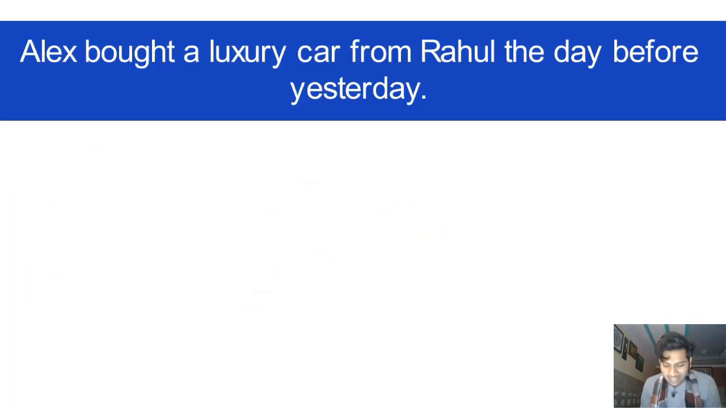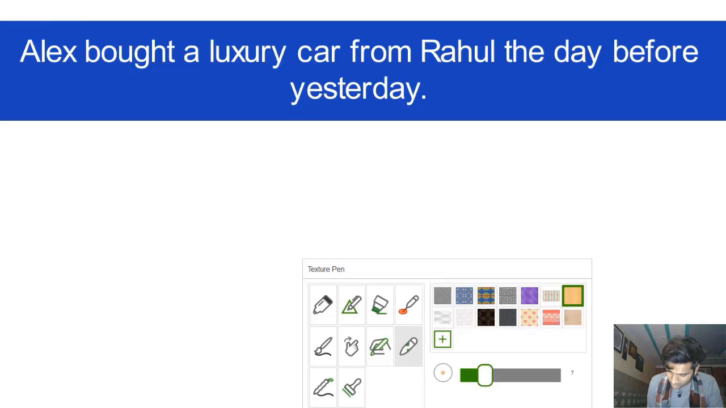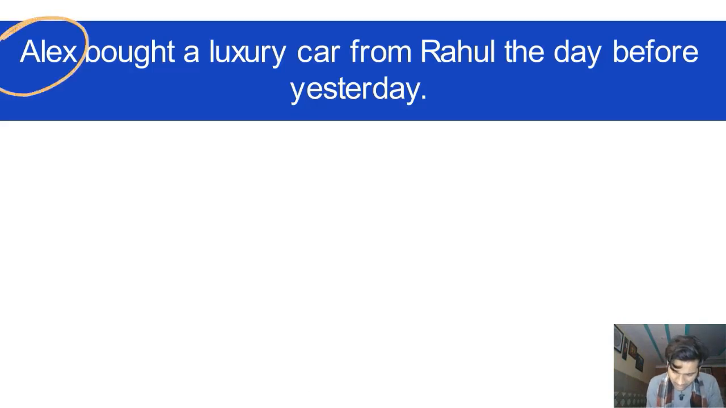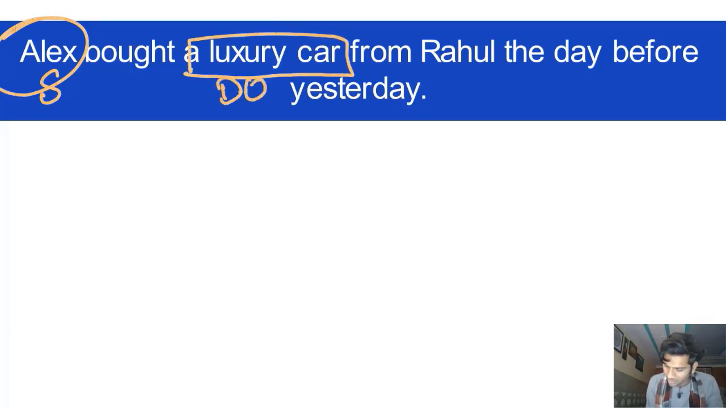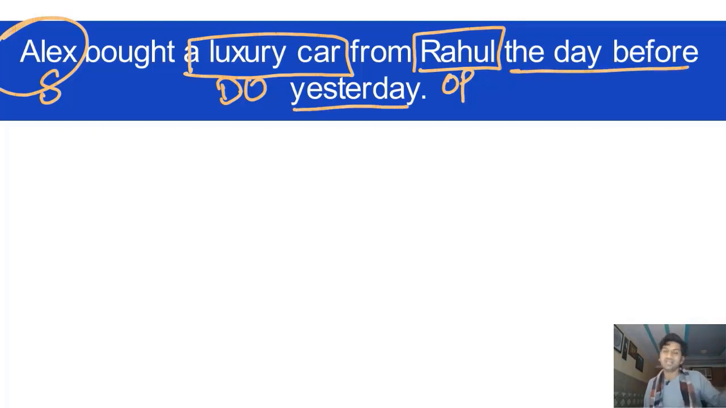Right. Alex bought a luxury car from Rahul the day before yesterday. Alex bought something from somebody when? The day before yesterday. So we have the subject, which is Alex. Let's use yellow color. So we have Alex, the subject. We have the direct object, which is a luxury car, right? We have the preposition from, and we have the object of the preposition. We have an adverbial, the day before yesterday, right? A noun phrase working as an adverb.